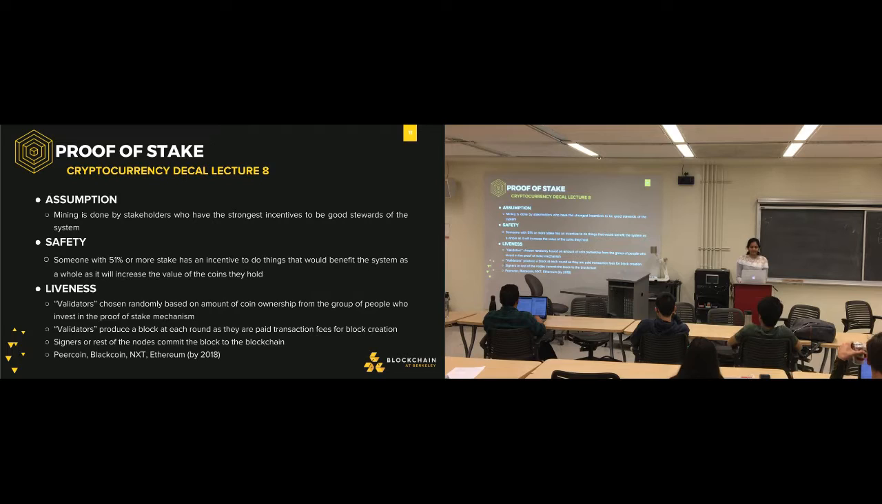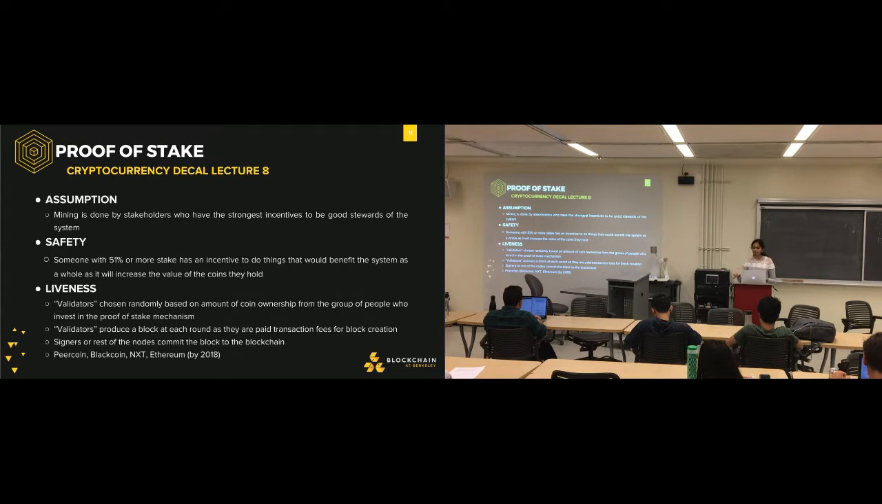Liveness. We'll talk about the mechanism that guarantees liveness. So a group of validators are chosen randomly based on their coin ownership in this mechanism. For example, if Alice invests 100 coins and Bob invests 200 coins in the proof of stake mechanism, Bob is twice as likely to be picked as a validator.